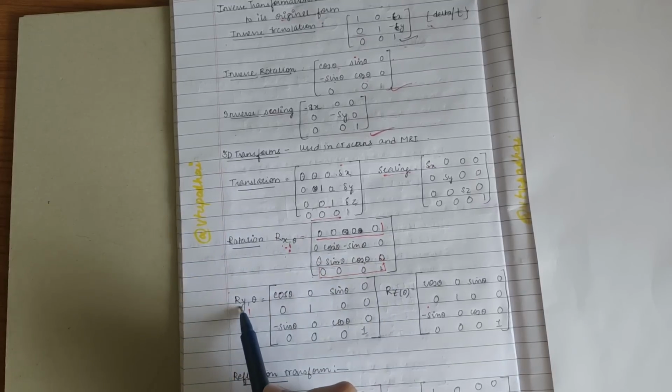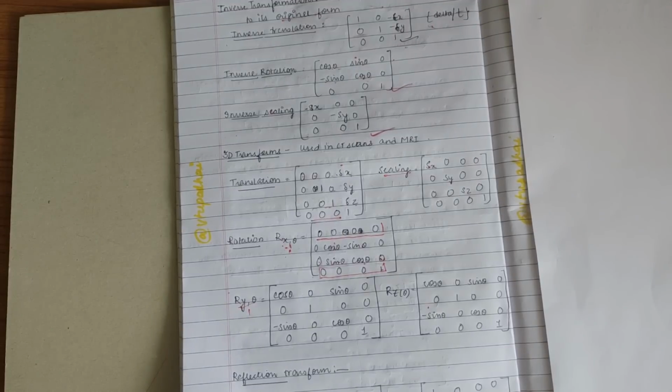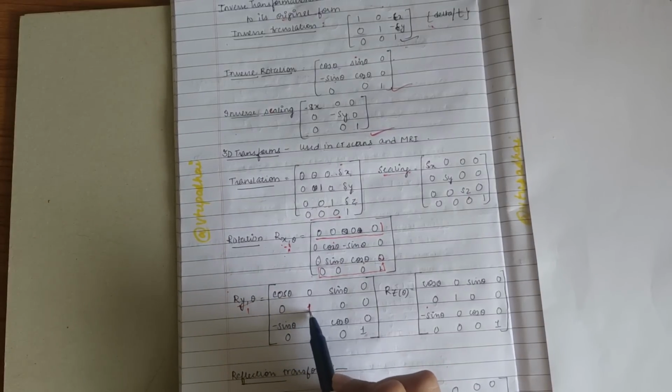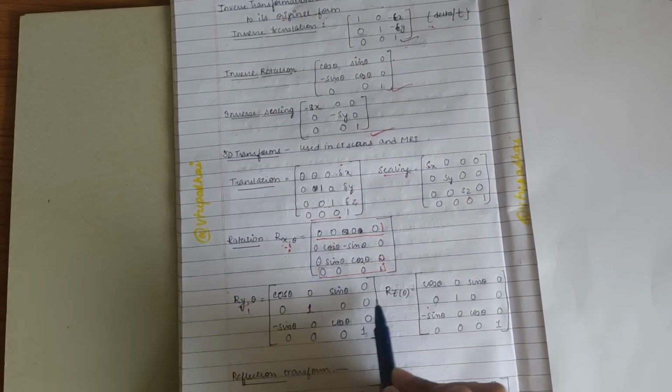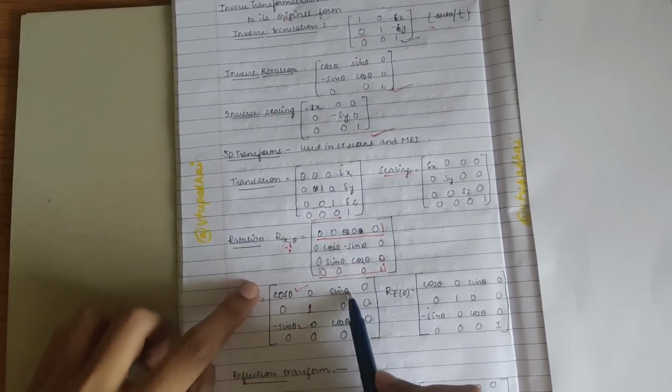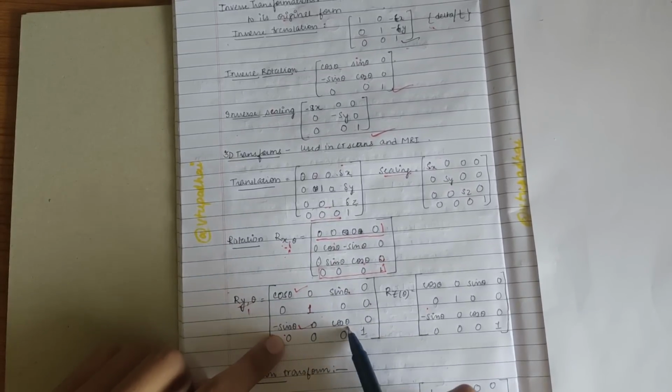At the same time, for R of y comma theta, that means x and that means y will be 0. So you will put the diagonal element as 1. Rest all will be filled with zeros. Just fill only the x and the z coordinate, that means cos theta, sin theta, minus sin theta, cos theta.